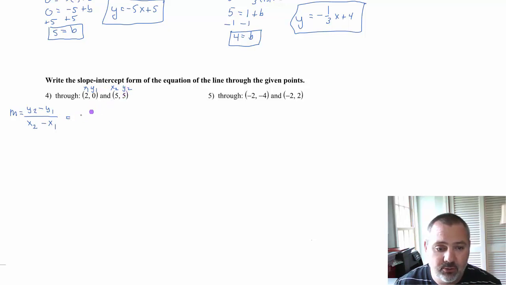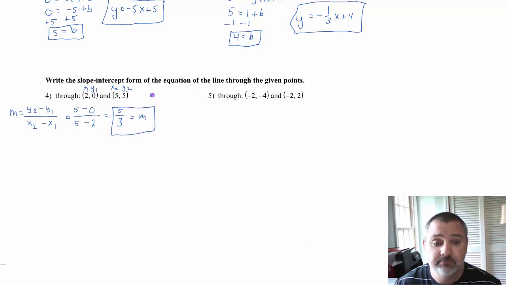So y2, which is 5, minus y1, which is 0, over x2, which is 5 also, minus x1, which is 2. 5 minus 0 is 5. 5 minus 2 is 3. So we had to work a little bit to get our slope.